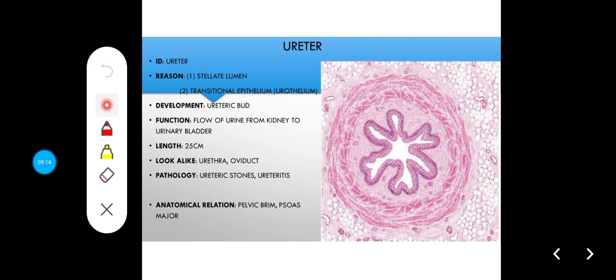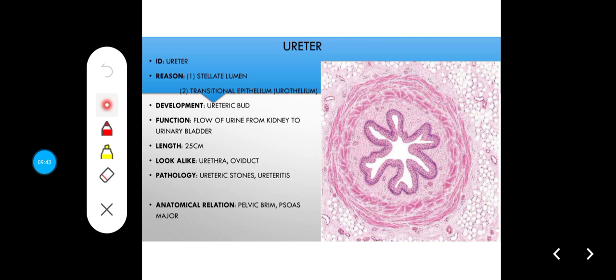The length is 25 cm. The look-alike is the urethra, the oviduct. Pathologies include the ureteric stones, ureteritis. Anatomic relations include the pelvic brim and the psoas major. So the ureter is like a muscular tube that conducts urine from the kidney to the urinary bladder.